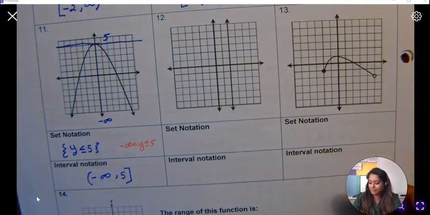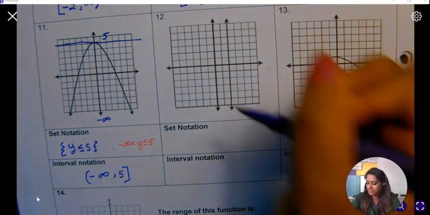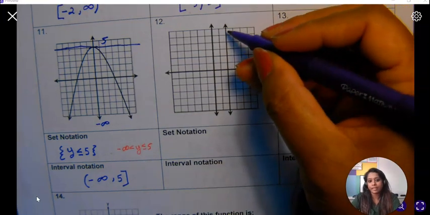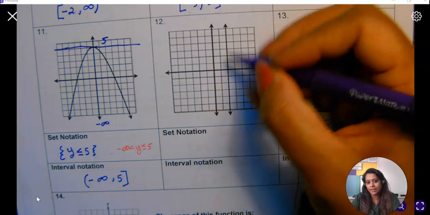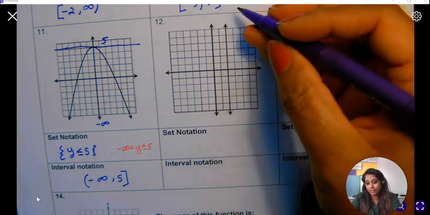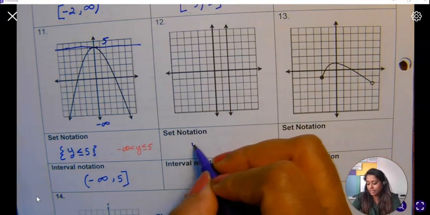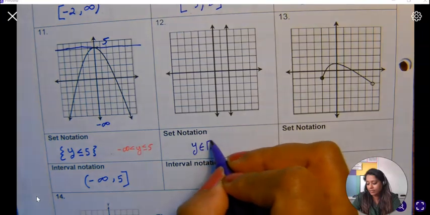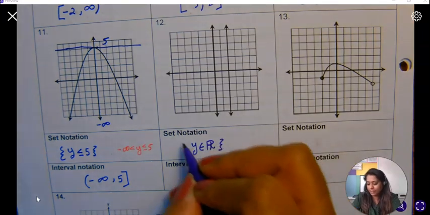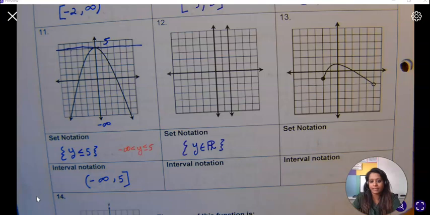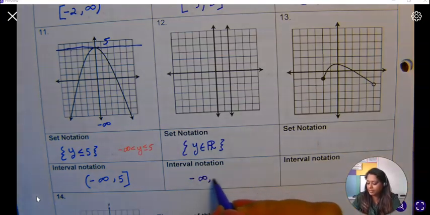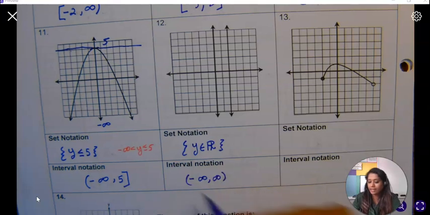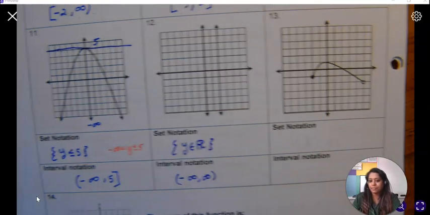A couple more examples, guys. So for here, again, we're looking at the range. For the range, it's going all the way down and all the way up. Definitely all real numbers, right? So we can say y is an element of all real numbers. I'm so happy to be able to write that again. Anyway, interval notation is from negative infinity to positive infinity, and that's that.